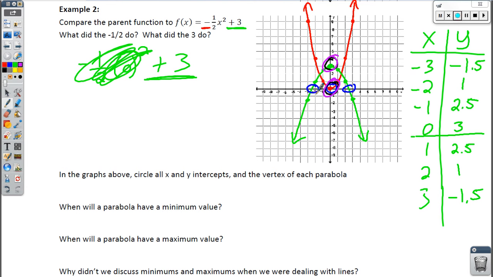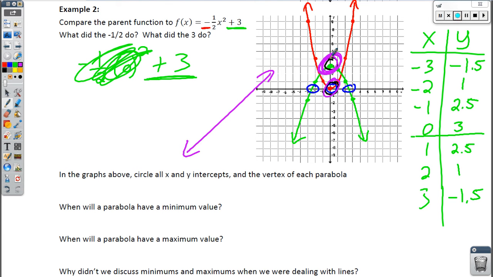So that extreme value, which is either the minimum or maximum value for the parabola. So if you think back to lines, the question at the bottom there, why didn't we discuss minimums and maximums when we were dealing with lines? Well, a line, looking something like that, will extend upwards forever, and it will extend downwards forever. So there's no such thing as a minimum or maximum value. But if you look at, say, that green graph, well, this point right here, the vertex, that is the highest that graph will ever get. There's no y value higher than that point. So that is the absolute maximum for that graph.